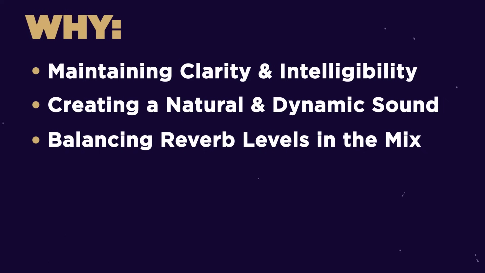So sidechaining the vocal reverb helps to balance the levels of reverb across different sections of the song. So during quieter passages, the reverb may be more noticeable, providing a sense of space and ambience. However, as the vocal becomes louder, the reverb is automatically reduced, preventing it from overwhelming the mix.